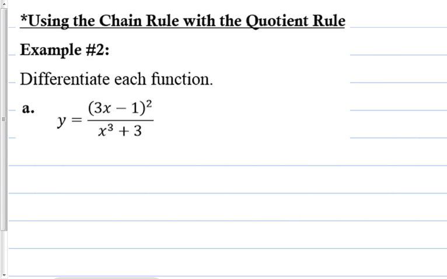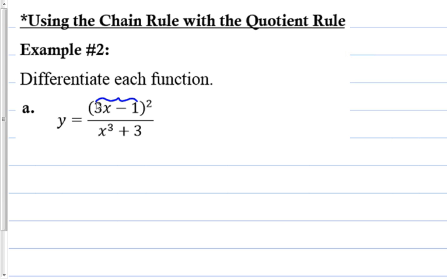All right, example 2 is using the chain rule with the quotient rule. So the last notes involved product rule. This is going to involve quotient rule. Obviously this is a quotient rule because there's something being divided by something else. But of course, it has a chain rule. This in here, that's what makes it a chain rule. So that'll be my u.